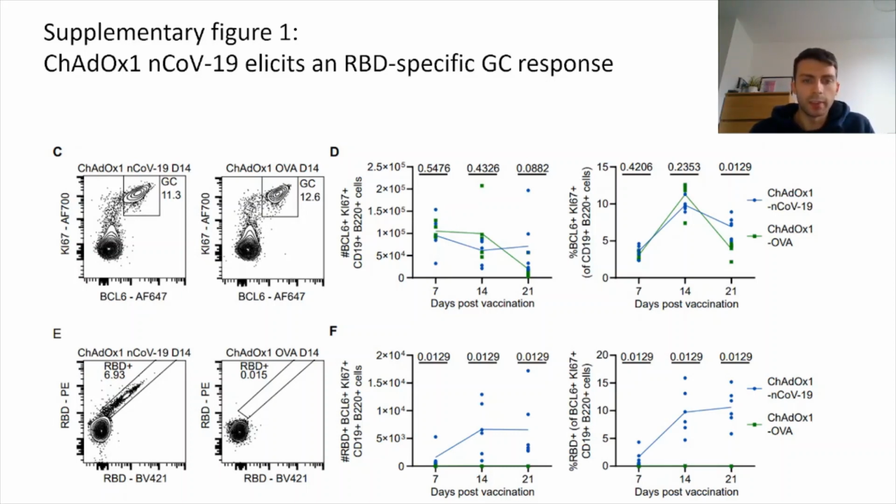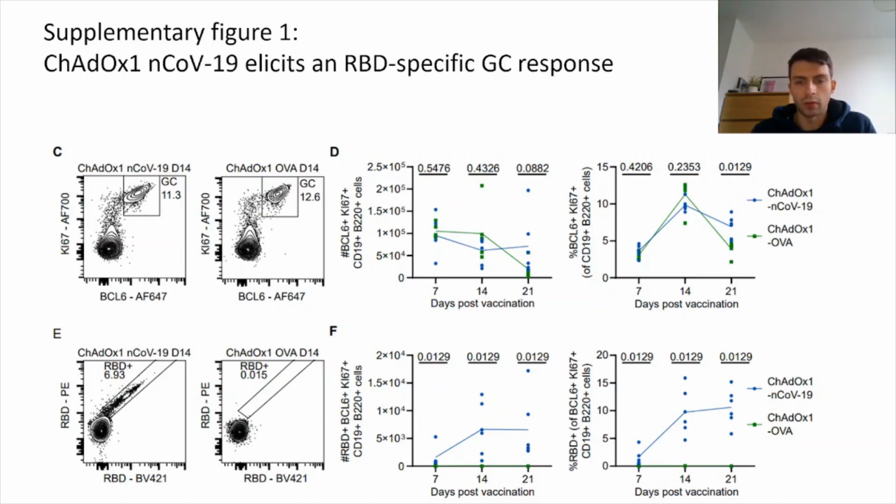In E and F, we begin to look at antigen-specific B cells, and here we are looking at RBD-specific. This is the receptor binding domain, a key domain of the COVID-19 spike protein. And so you can see that in the nCoV-19 immunized mice, these RBD-specific cells are there, but in the over-immunized mice, these cells are not there, and this is what we would expect.